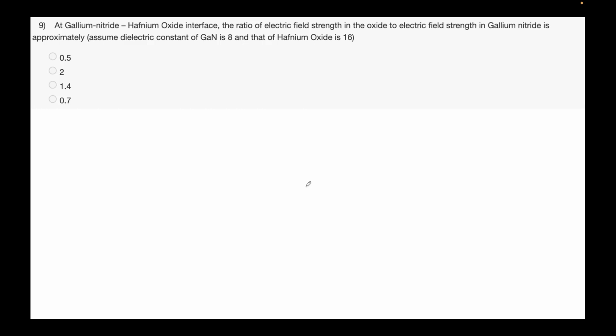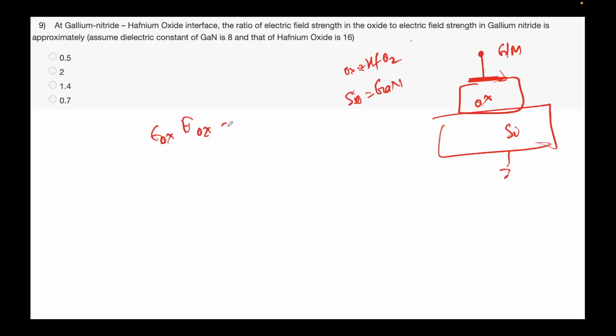Again, this is a metal oxide semiconductor capacitor. So the electric field strength in the oxide: again, we'll assume no trap charges here, and we had seen that epsilon ox times the electric field in the oxide equals epsilon gallium nitride times the electric field in gallium nitride. The dielectric constant of gallium nitride is 8, which is given. The epsilon of the oxide is 16. So we have to find the ratio of oxide to gallium nitride. So E ox over E GaN will be 8 by 16, which is 0.5.